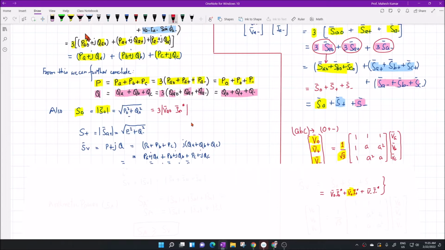Similarly, we can write for S plus in terms of P and Q. So S plus will be the square root of the sum of squares of P plus and Q plus. This is again equal to 3 times VA plus and IA plus conjugate, and mod of this.